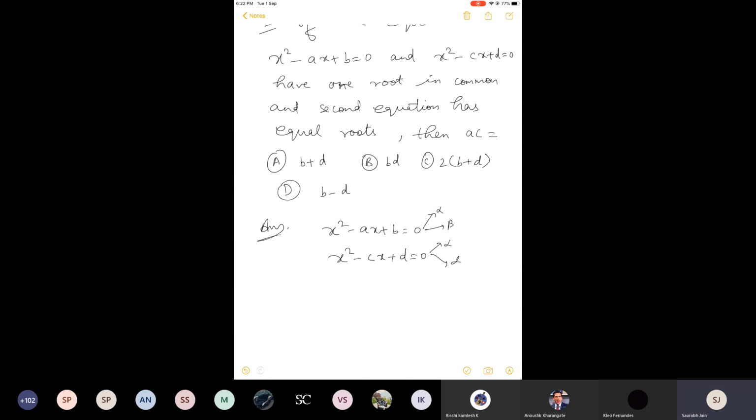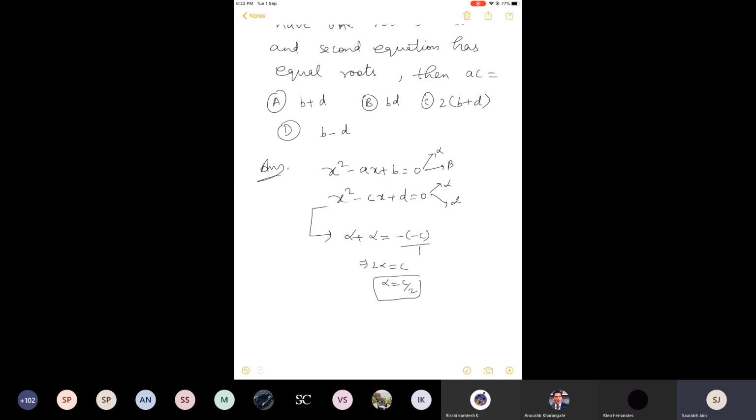First thing, I'm using sum of roots for this. Alpha plus beta, and beta is alpha here. I'm talking about the second equation. Sum of roots is minus b by a. So that means 2 alpha is c. So I have directly the value of common root.